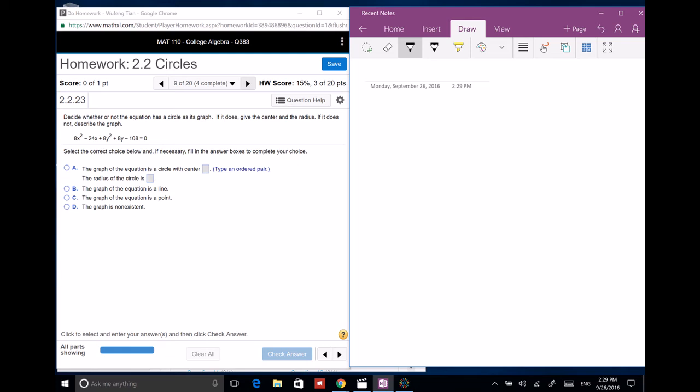Okay, so basically you have 8. You factor 8 out. So you have 8(x squared minus 3x plus something here) plus 8(y squared plus y plus something here) equals 108. So what do you need to add here? The middle number divided by 2, squared.